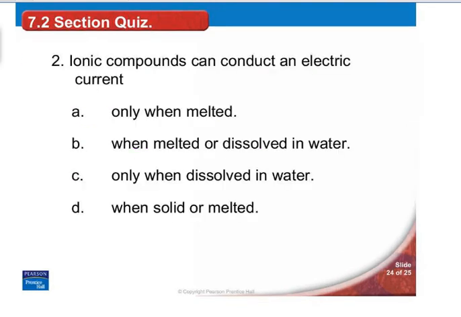And there we go. Ionic compounds can conduct an electric current when? Only when melted or dissolved in water, only when dissolved in water, or when they are solid or melted. Well, if you look back in your notes, you know that the correct answer is B, when they are melted or dissolved in water.